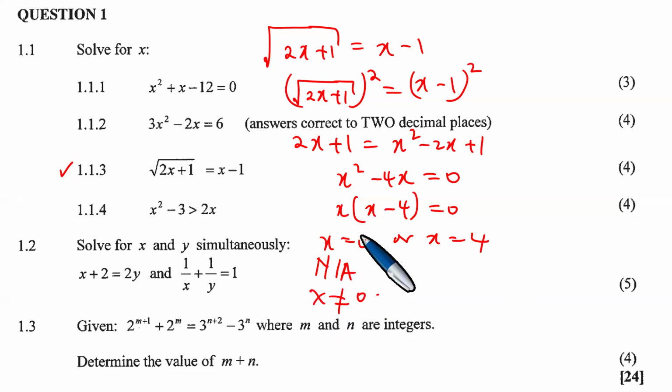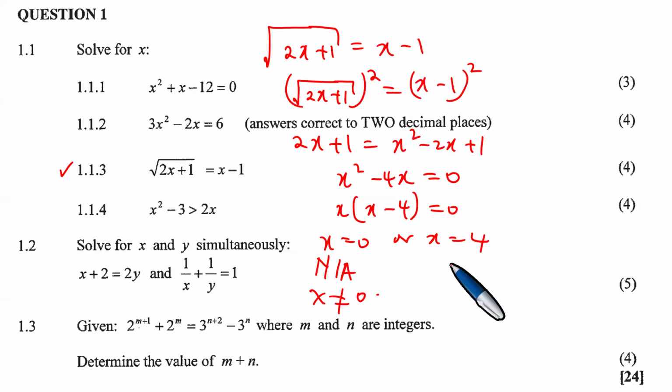Because x equals 0 is not applicable, we conclude that x can only be 4. If you put 4 here, 4 minus 1 is 3. And if you put 4 in, 2 times 4 is 8 plus 1, 9. The square root of 9 is 3. And 4 minus 1 is also 3.